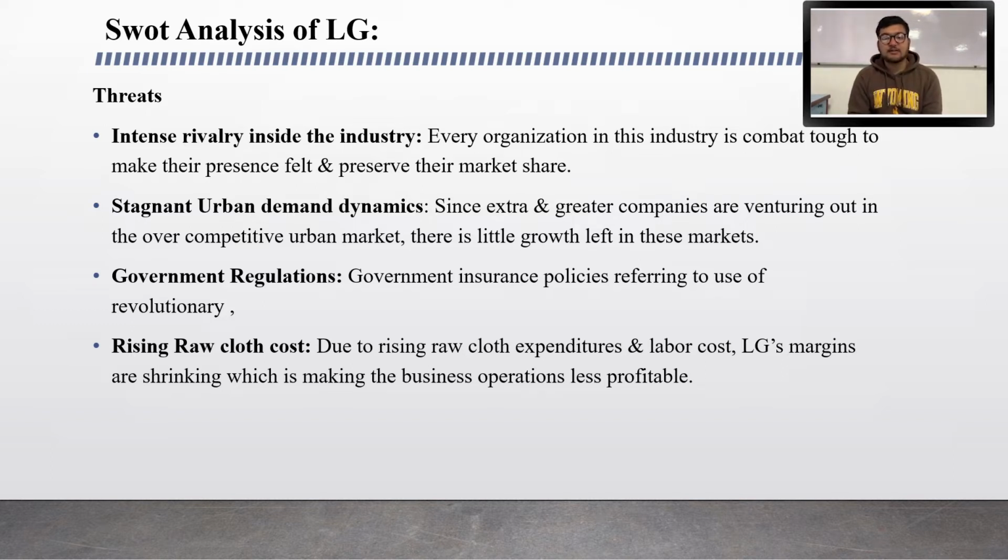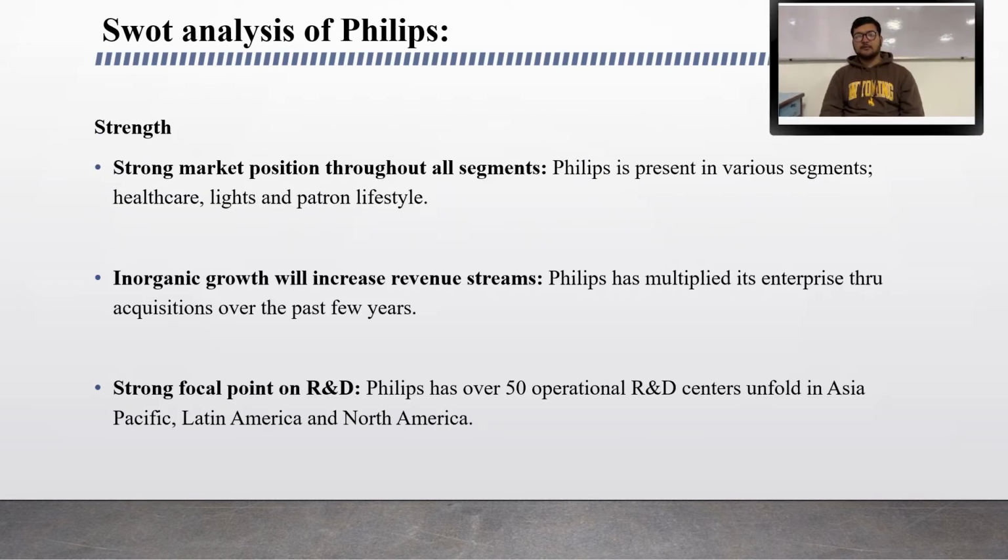Fourth point is rising raw material cost. Due to rising raw material cost, expenditure and labor cost, LG's margins are shrinking, which is making the business operations less profitable. So differentiating with LG, we talk about the SWOT analysis of Philips.